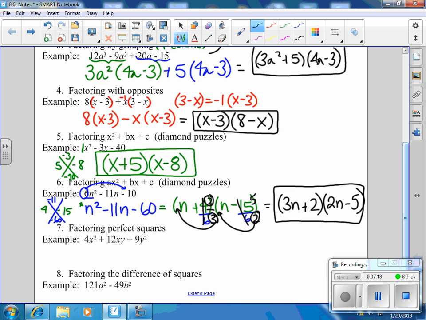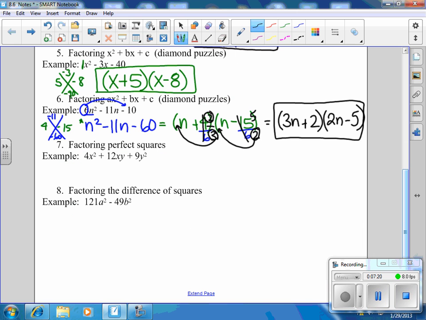So 7 and 8 were what we did in 8.5. And those ones are ones that you can solve exactly like 5 or 6, but they're a little easier if you remember the tricks about perfect squares and then the difference of squares. So remember, you want to look out for something squared on both ends, and then if it's squared, figure out if double times those squares gives you what's in the middle.